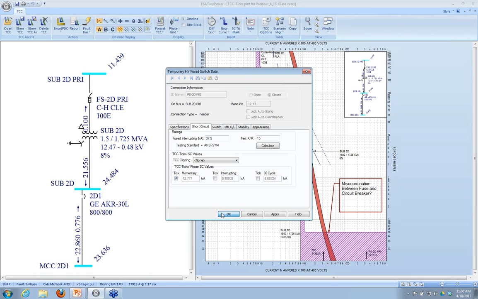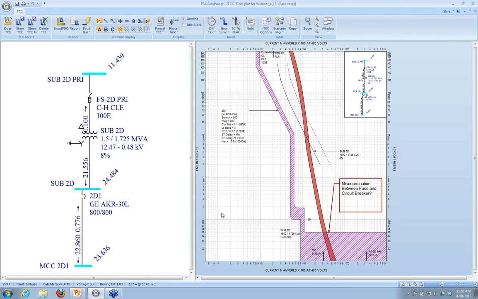I can put my tick marks in, okay? You can see that it's much higher because it's the maximum fault current, right? 12,777, but remember that's amps at 1247, not 480.